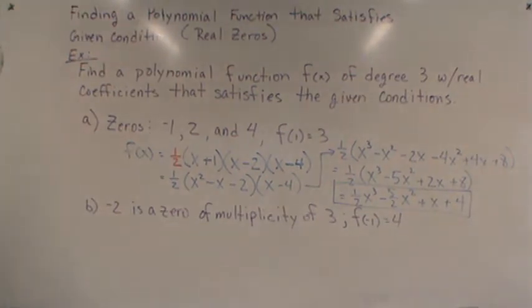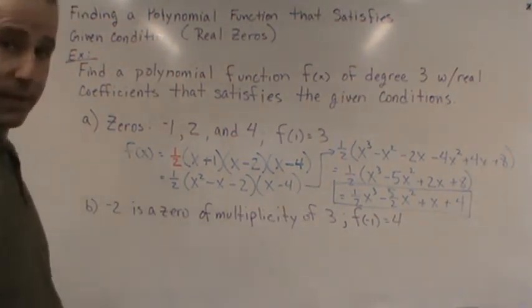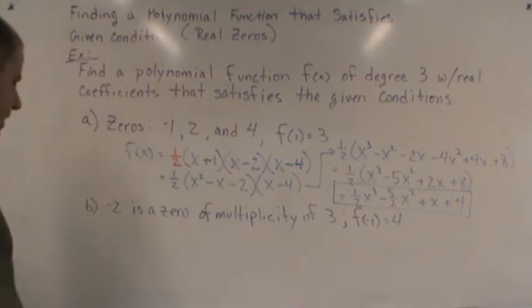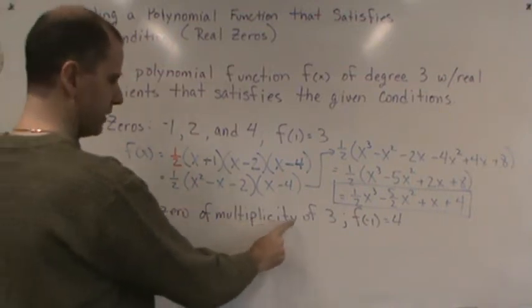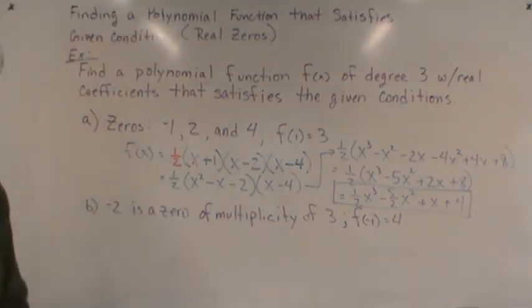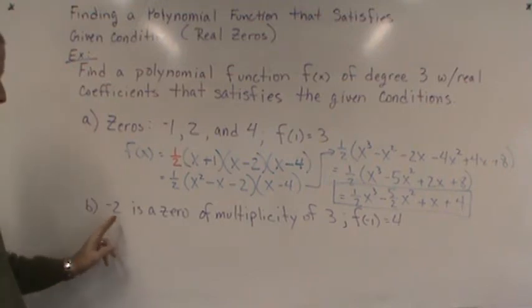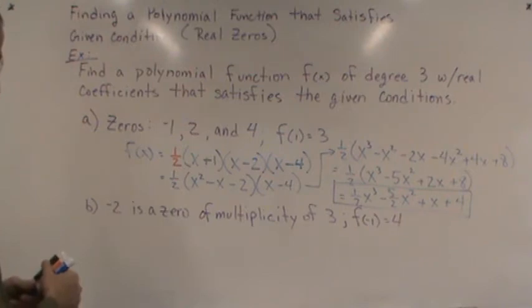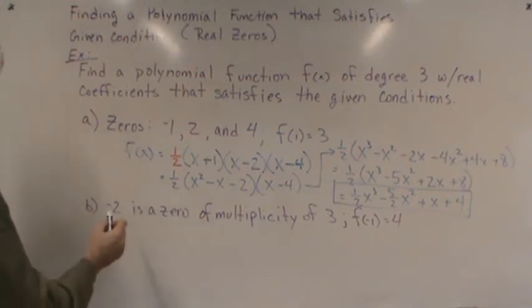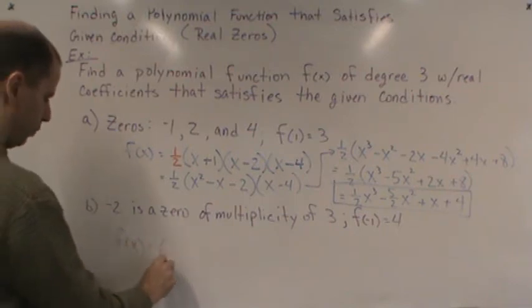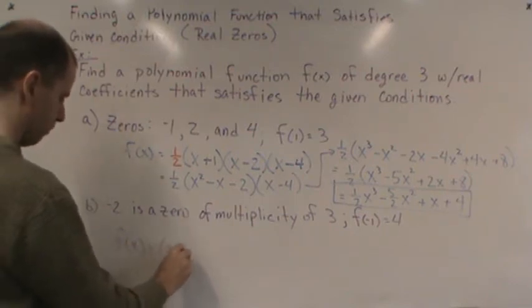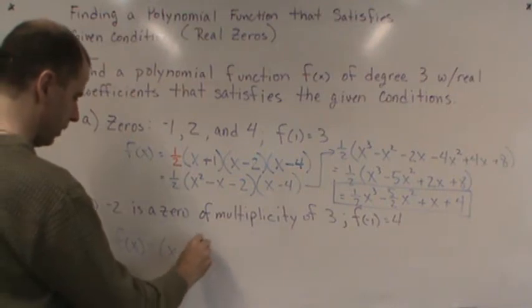Okay, now for this one, for B, we're going to do basically the same thing, except this time they're giving us -2 as a zero, but it has a multiplicity of 3. So this is a repeated zero or repeated root. Okay? So that means we have 3 factors that have the same zero. So that means when we write this, f of x is going to equal x plus 2 cubed.